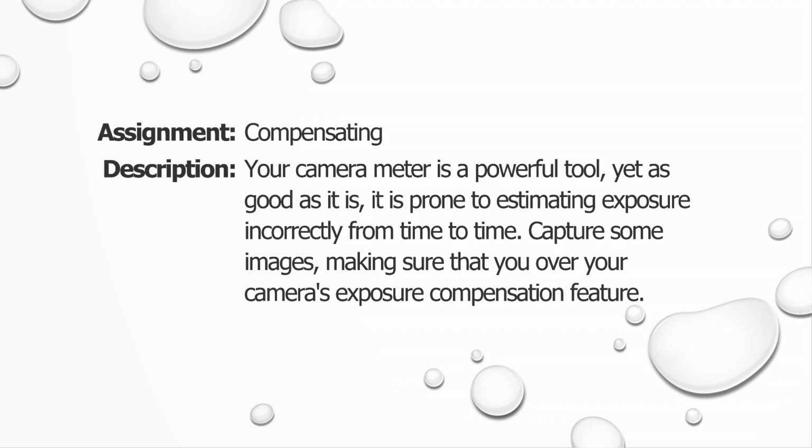So today's assignment is compensating. Your camera meter, as powerful as it may be, as many features as your camera may offer in its metering systems, and hey, by the way, feel free to read the manual that came with that camera, can still make mistakes from time to time. It can be prone to either underestimating or overestimating the light that it sees in the scene in front of it. And the way that we deal with that over or underestimation of light is by using the histogram to evaluate our scenes while we're out shooting.